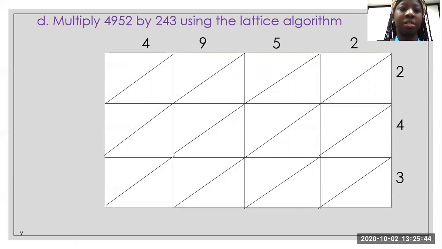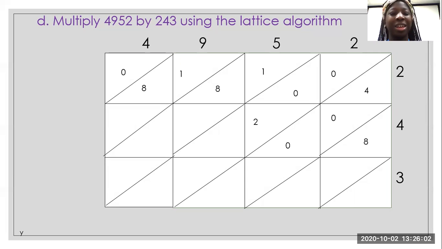Now, of course, you do this the same way. So 2 times 2 is 4. Remember the 0 as a placeholder. 2 times 5, 10. 2 times 9, 18. 2 times 4, 8. 2 times 4, 8. 5 times 4 is 20. 9 times 4 is 36. 4 times 4 is 16. 2 times 3 is 6, but make sure the 0 is at the placeholder.